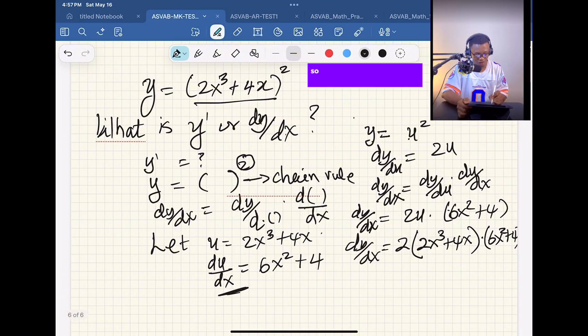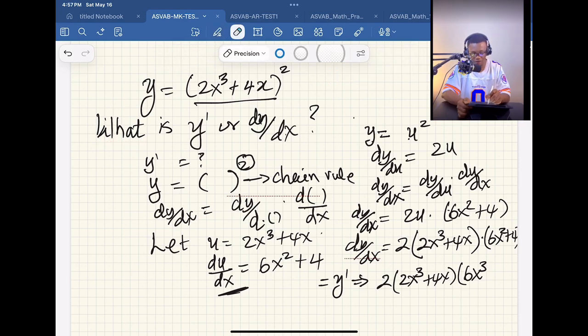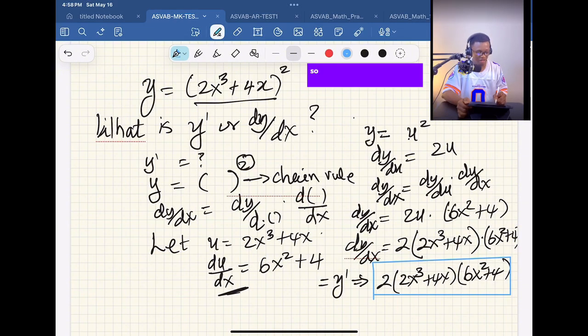So let's write the final answer here, which is y prime equals 2 into (2x cubed plus 4x) all into (6x squared plus 4). And that is your final answer.